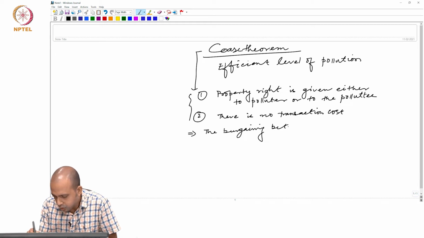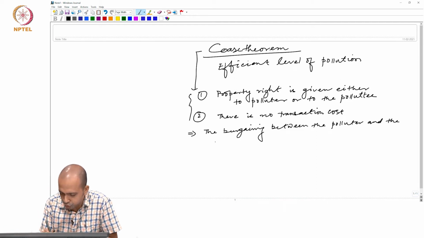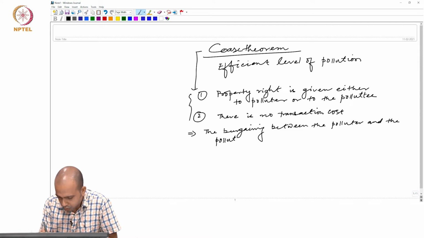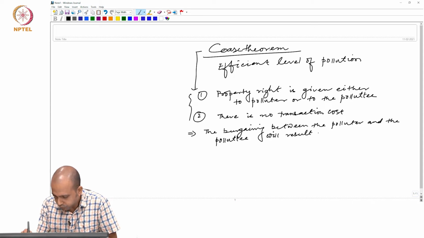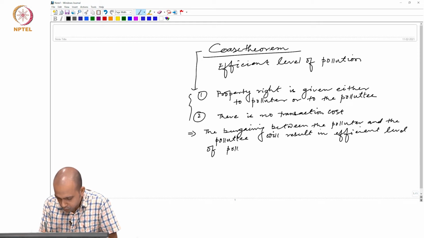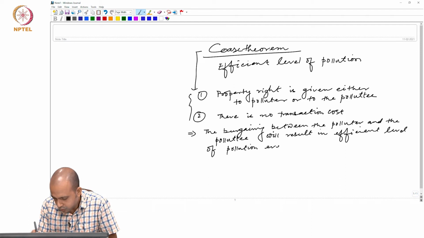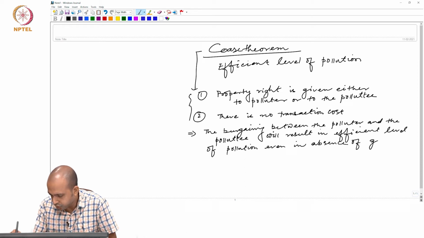between the polluter and the pollutee will result in an efficient level of pollution even in the absence of government intervention.